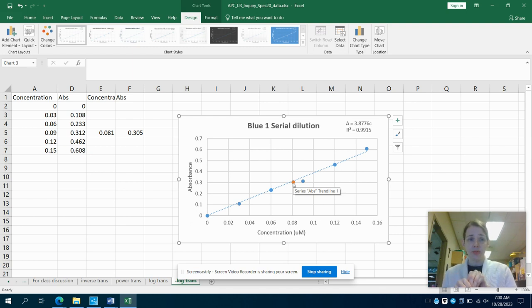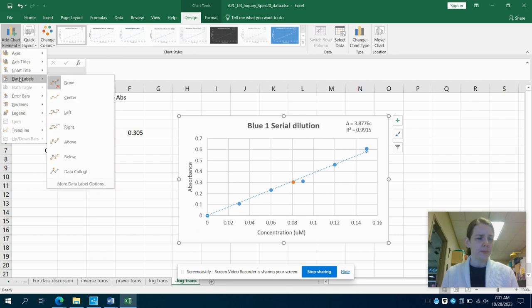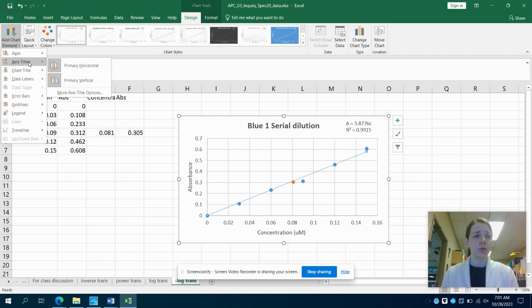I have calculated this absorbance value from my concentration, I've calculated the concentration from my absorbance value using this equation, and now I've taken these two data points and inserted it directly onto this graph so that I only have to put one graph into my actual lab report. It might be helpful to actually take that data point and add a title to that one so that you are able to actually show which one is which.